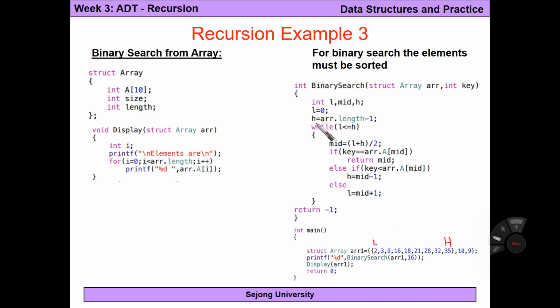Next, we will check whether L is less than or equal to H. If this condition is true, then we will find the mid value. Mid value is (L plus H) divided by 2. The value of L is 0 and H is equal to 8. So 0 plus 8 divided by 2, so it will be 4. So my mid value will be somewhere here.